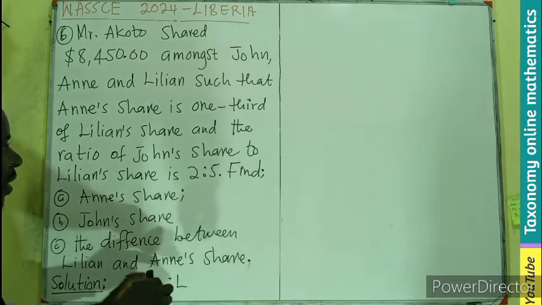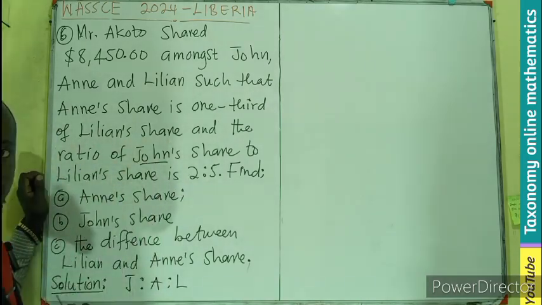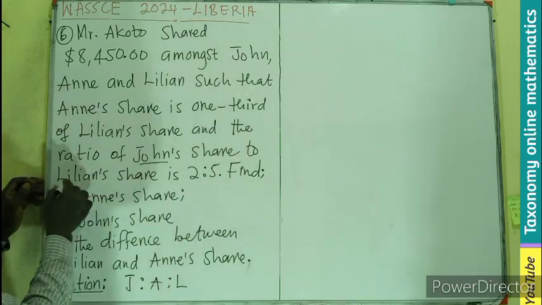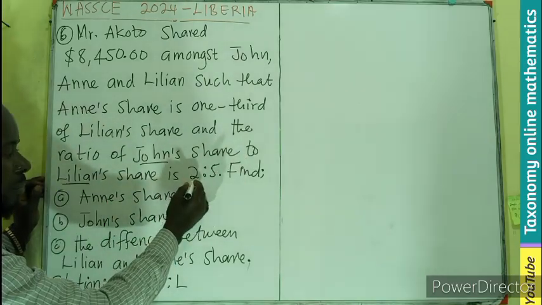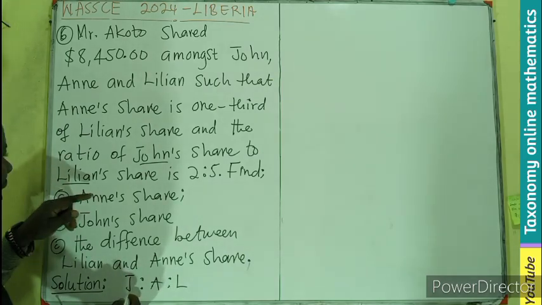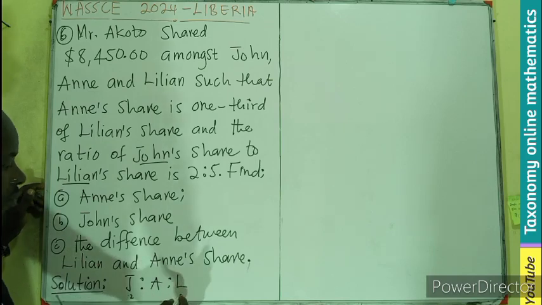Now, if we check, here we are having the ratio of John to that of Lillian given, meaning John is going to be 2. Then Lillian is going to be 5. So 2 and 5.